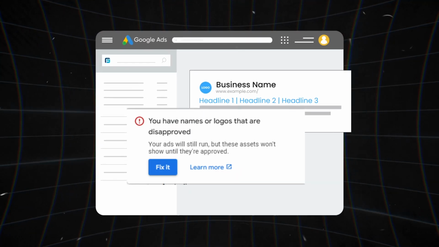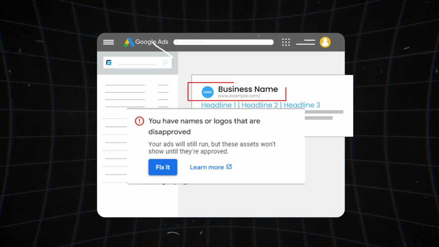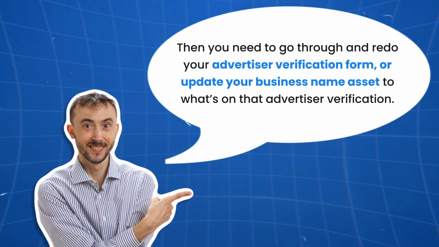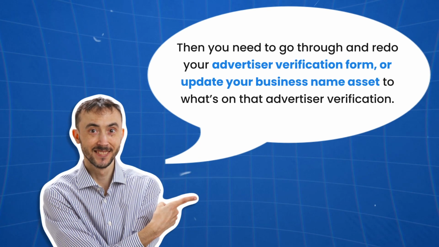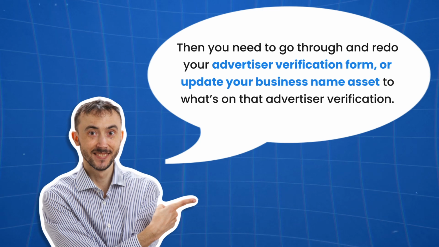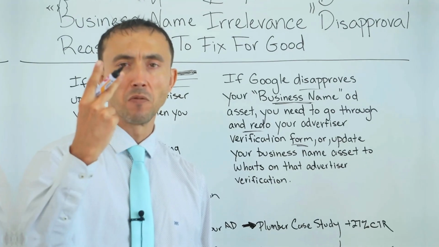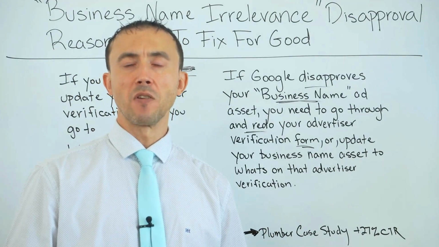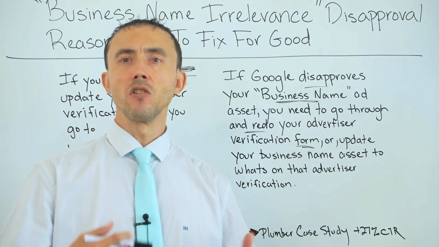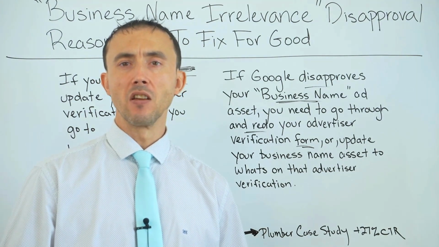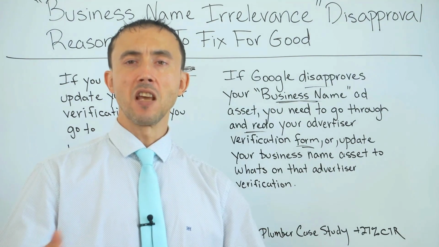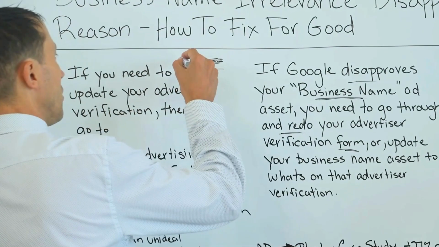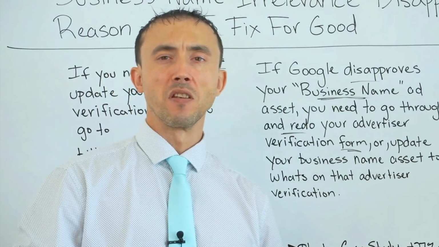If Google disapproves your business name ad asset, again, the business name that's above your ad, or to replace the website domain name, then you need to go through and redo your advertiser verification form or update your business name asset to what's on that advertiser verification form. So you have two ways to go with it. What a lot of people do is they do their advertiser verification, which Google basically needs you to do at some point in time in order to get the business name asset going and the business logo going, in terms of the business logo ad asset, which is this little logo next to your business name on the ad.